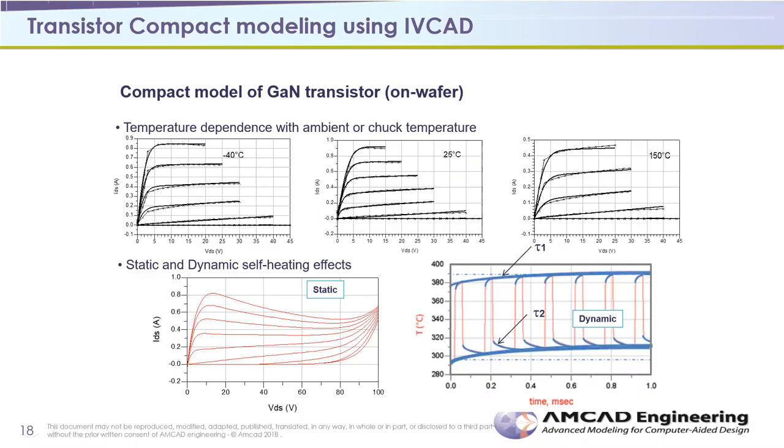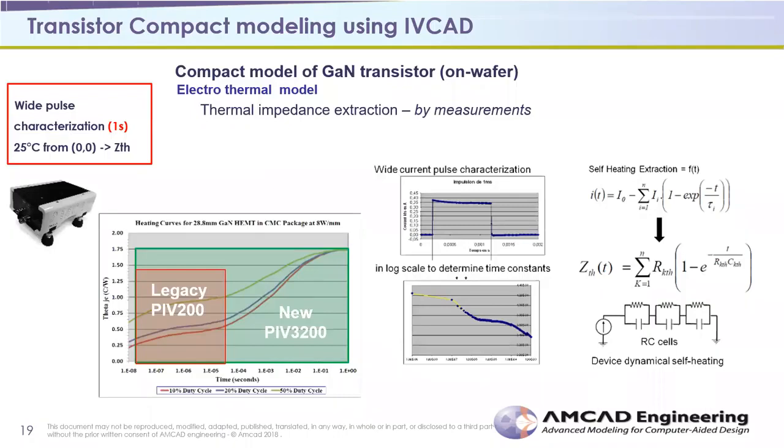Now, to be able to get this information, one needs to do very long pulse measurements. The reason we need these very long pulse measurements is that we would like to get the time constant to a steady state. For example, this in red is a legacy PIV system that AMCAD had, and in green is the new PIV system. If you take a long pulse, you will see that the temperature constant did not settle after 1.2 milliseconds, but actually had to wait until 1 second before it settled. So that's why a long pulse is very important to extract accurately the time constant for the temperature variation.